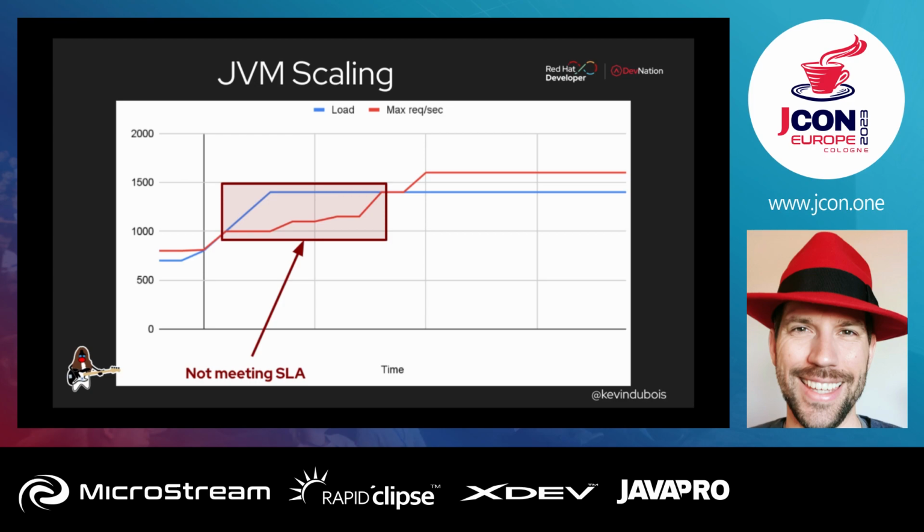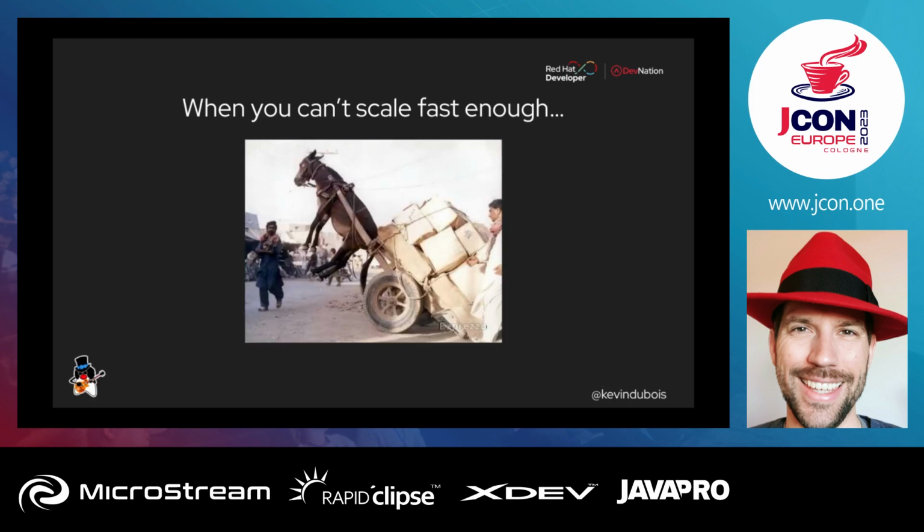Fortunately, of course, there is a fix to that. Otherwise, I wouldn't be talking about it. But this is the drawback of traditional Java in terms of serverless. It does not start up fast enough. And when you can't scale fast enough, you lose resources, you lose potentially customers, and we don't want that, of course.